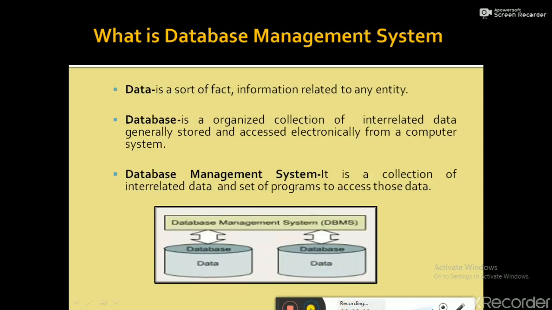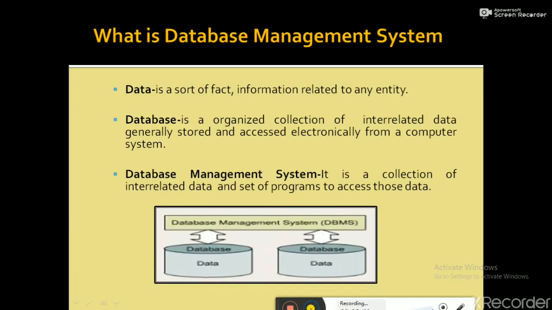Next is database. A database is an organized collection of interrelated data, and this collection of interrelated data is generally stored in a computer system in digital form. An example of a database is, if you consider all the students' information of a particular department, then this collection of data is termed a database. So the difference between data and database is that data is the information of a particular student, whereas a database is a collection of information of the same kind.